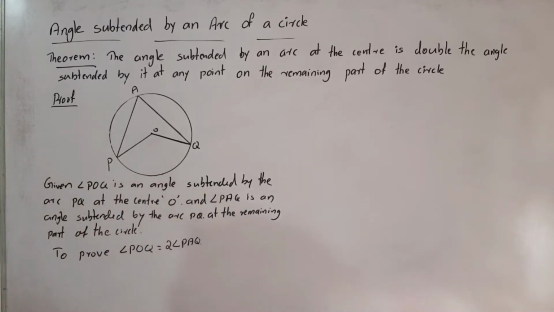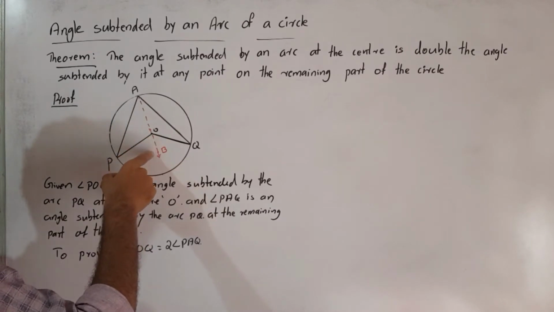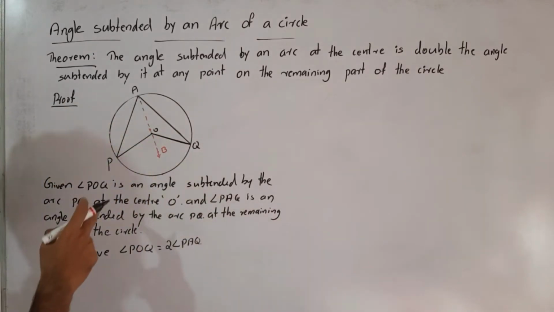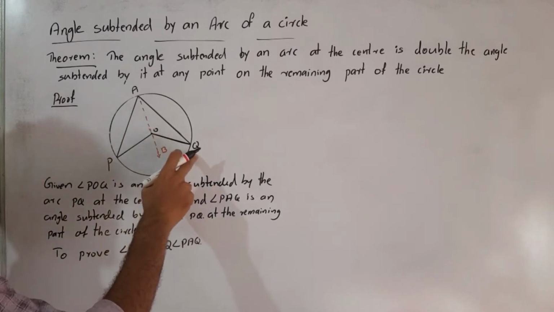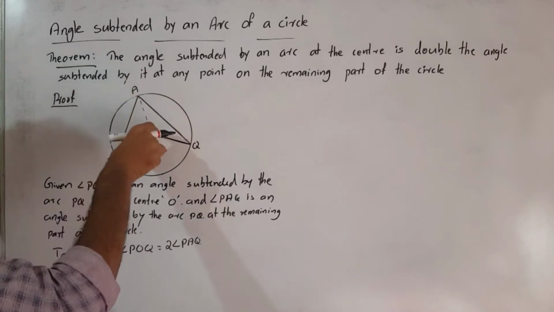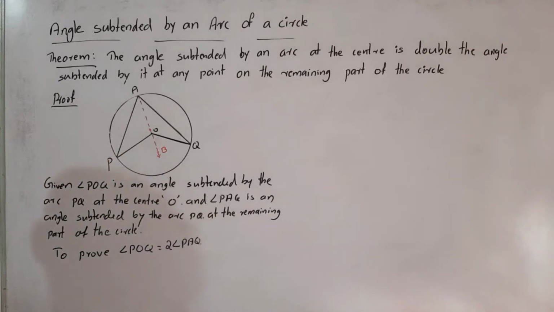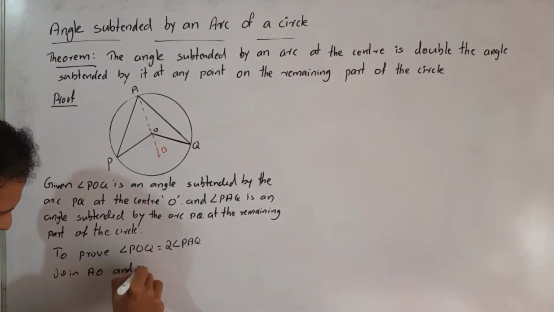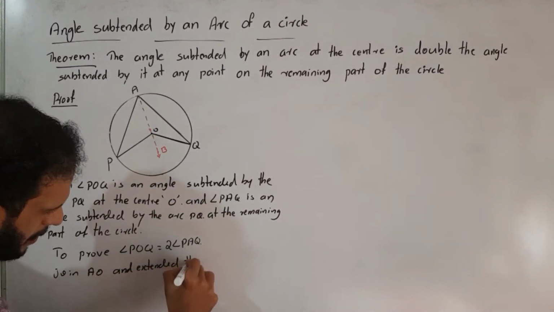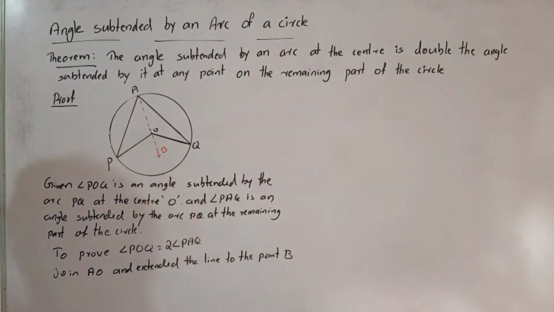For that, the next step is we join AO. We join AO and extend that line to the point B. To prove the result, we join A and O and we extend that line to the point B, to the point B.